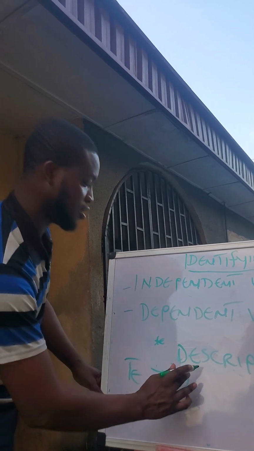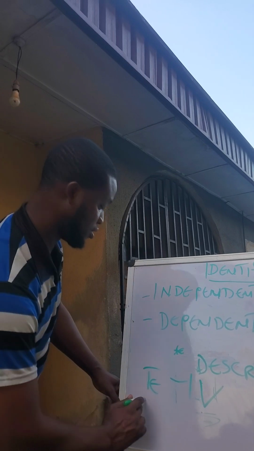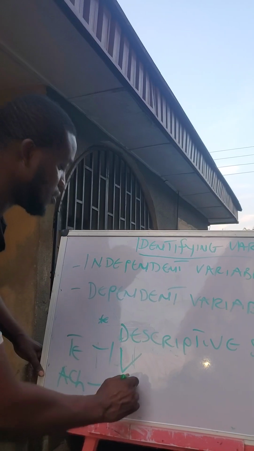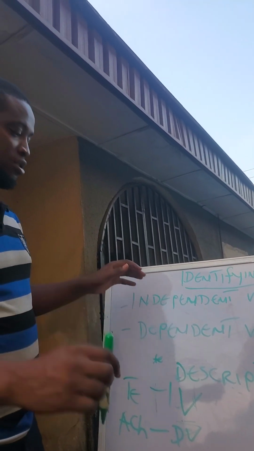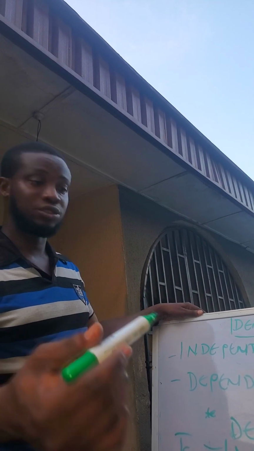You understand? Let's call it IV. Then the achievement is seen as the dependent variable. It's straightforward. In another study too, in a correlational study, you want to see the relationship between knowledge and attitude.